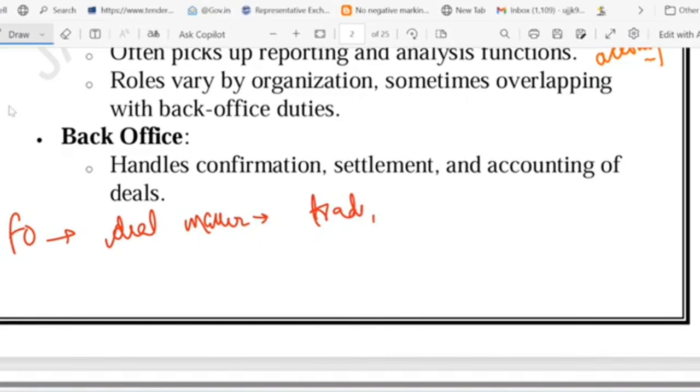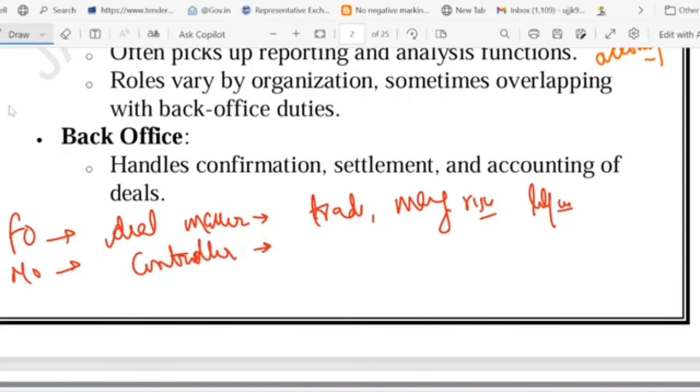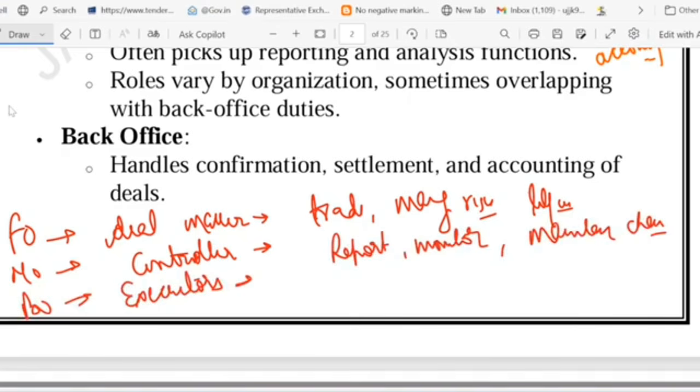Then we talk about the middle office. So the middle office, they are the controller. They ensure that the risks which are taken are within the limits. So they report, they monitor, and they help maintain checks. Okay, that is the middle office. And the last is the back office. The back office are the executors. Okay, so they handle confirmation, they handle settlement, and they handle the records.